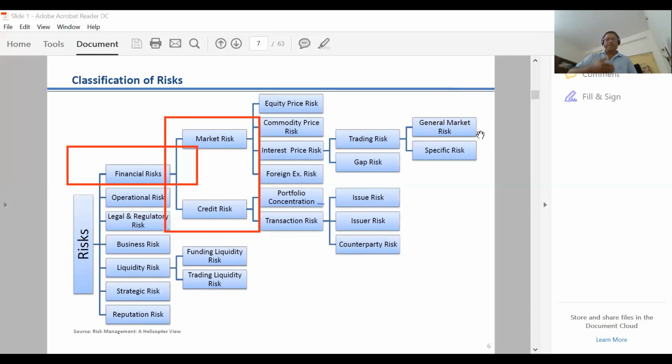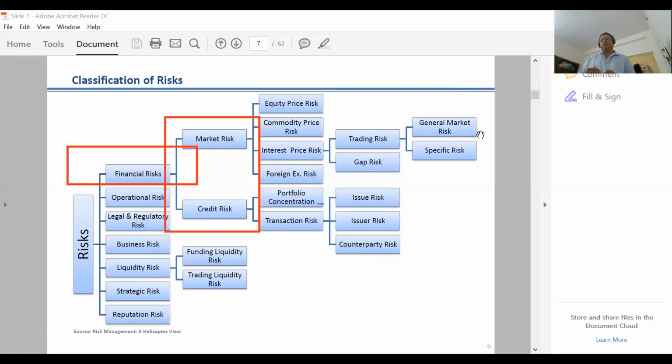But if it is related to the equity market, we call it equity price risk. If it is related to the commodity market, it is called commodity price risk. If it is related to foreign exchange, it is called foreign exchange risk. If it is related to interest rate linked to a specific asset, we call it interest rate risk, right? So the broader classification of financial risk is into two major components, one is market risk, another is credit risk. What is market risk? Market risk is nothing but the uncertainty prevailing in the financial market, that is called the price fluctuation in the financial market.